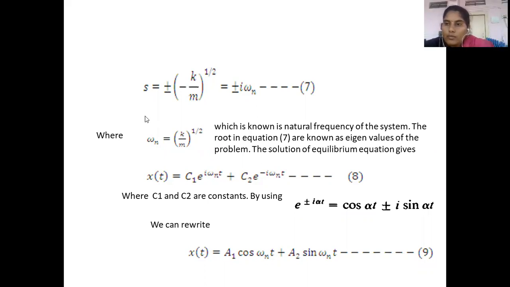Okay, I hope all of you have calculated the values of s, that is s1 and s2, from the quadratic equation ms square plus k is equal to 0. The value of s will come in terms of minus and plus, because s square has two roots, one is s1 and the second root is s2, the positive root and the negative root.